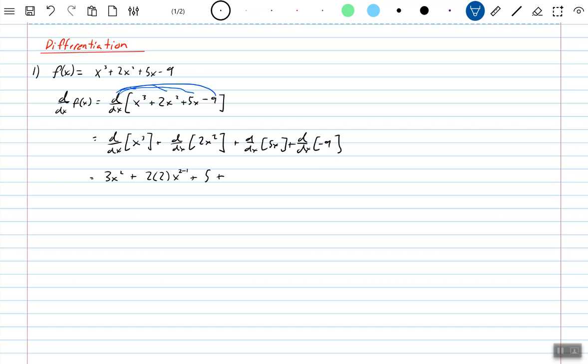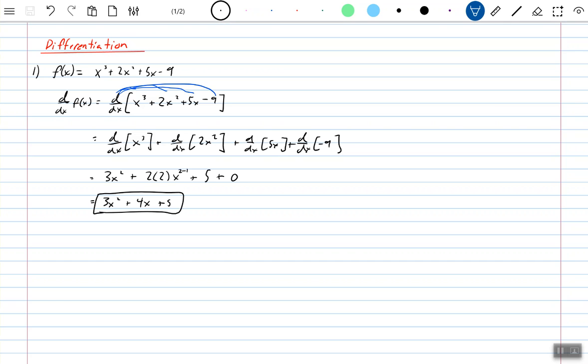The derivative of a constant is 0 every time, no matter what. So that is plus 0, and this is equal to 3x squared plus 4x plus 5. And that is how we get our answer. Just pass the derivative to each term, take the derivative term by term, pull down those exponents, and there you go. That's how we take the derivative of these polynomials.